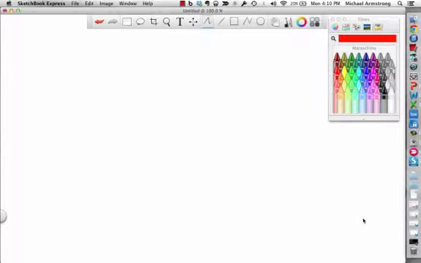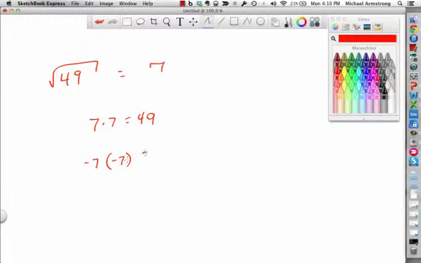Example 1: find the two square roots of 49. Not 42, my favorite number, 49. So the square root of 49 is 7, because 7 times 7 is 49. But, and this is what the book wants you to understand, negative 7 times negative 7 is also 49. So the square root of 49 is equal to 7 or negative 7.